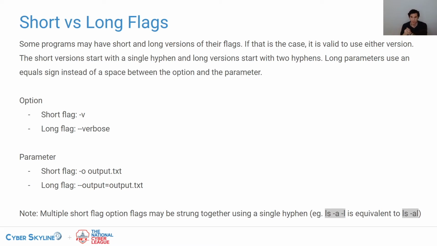So the option is specifically the dash whatever or the dash dash whatever, and then the parameter, if there is one, is the additional information that follows. Or you might just have a single option here, which does not have additional parameters that follow it. You can see here that I have the short flag -v for verbose mode, or the long flag --verbose. I have the short flag -o output, and --output=output.txt. These are equivalents, and you can use these interchangeably if the program supports it.